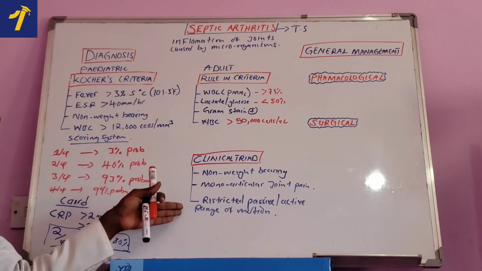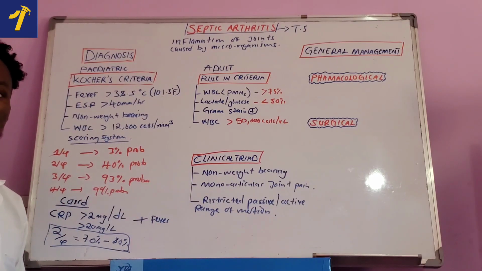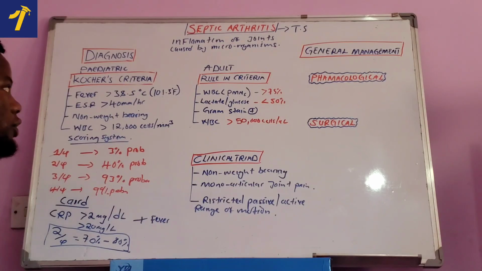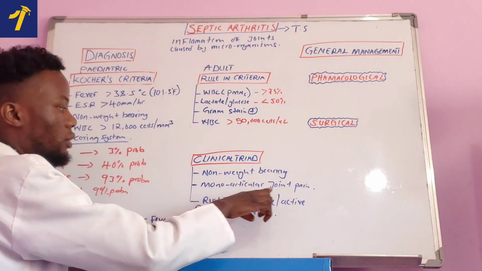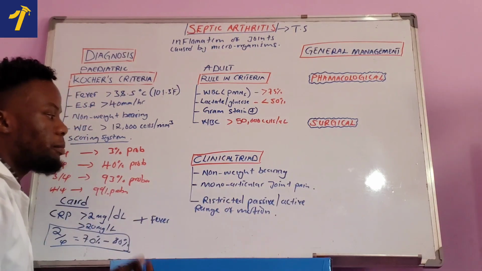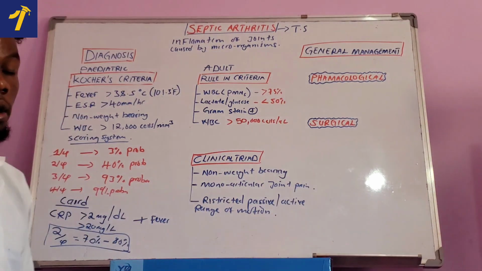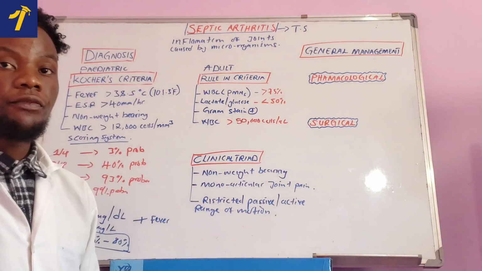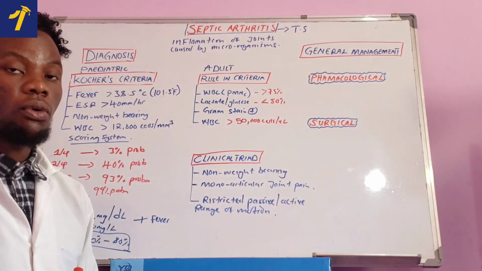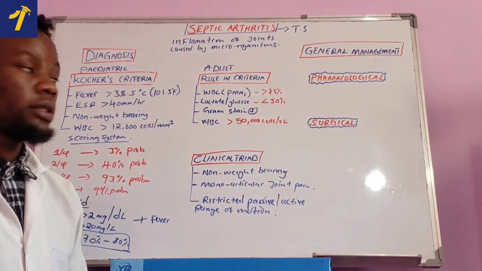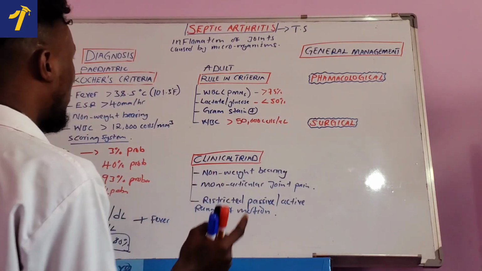So if you have this thing present in a certain patient, basically it's going to give you high suspicion of what? Septic arthritis. Non-weight bearing monoarticular joint pain, as well as restricted passive or active range of what? Motion. If those factors are present, basically you are going to have high suspicion of septic arthritis. Okay, so these are the things that you can do.